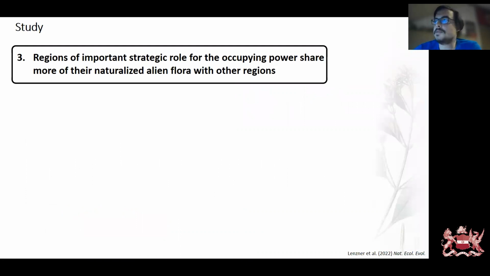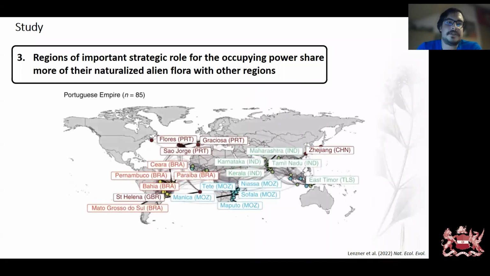In a final step, we looked at regions of important strategic role of the occupying power and whether they share more of their naturalized alien floras with other regions. And we did this through network analyses, based on a network where the connections are weighted by the pairwise similarity of the non-native alien floras of two regions, and the edges indicating these individual regions. What we did is a cluster analysis, clustering regions which are especially similar, which you can see here in the colors, which cluster generally based on geography and climate.